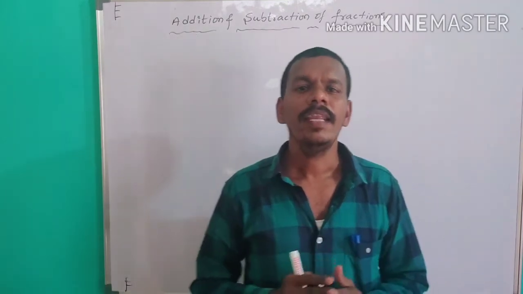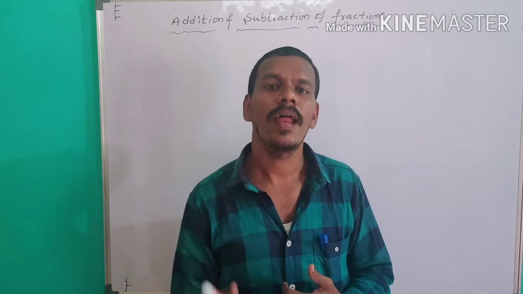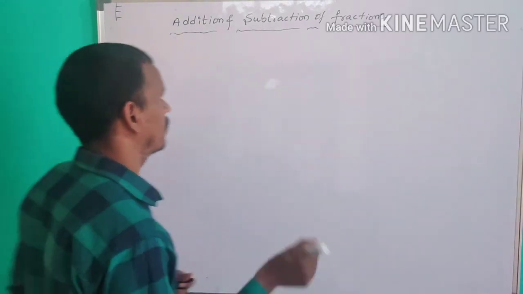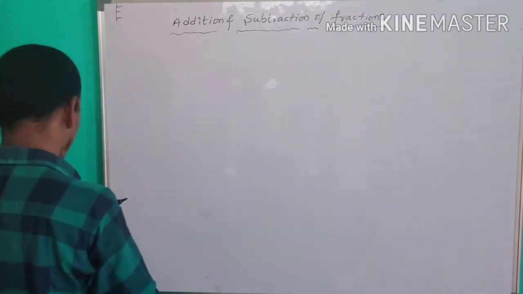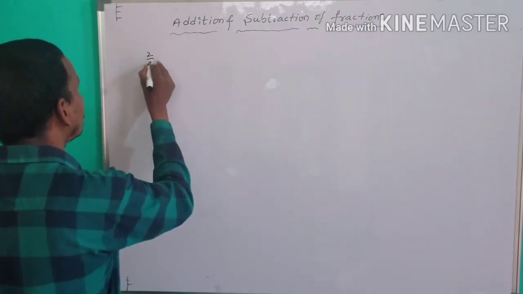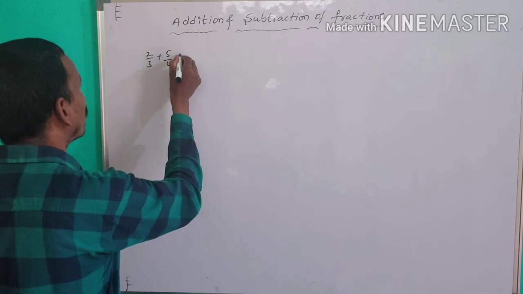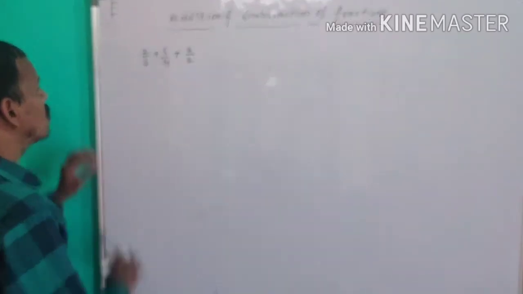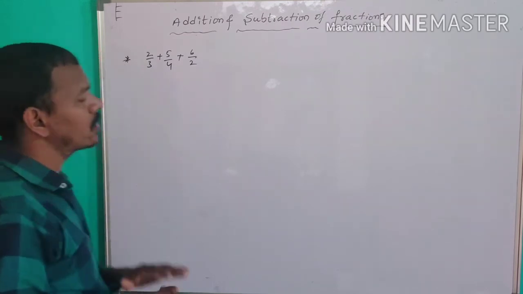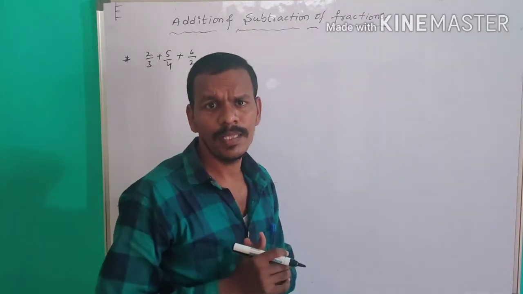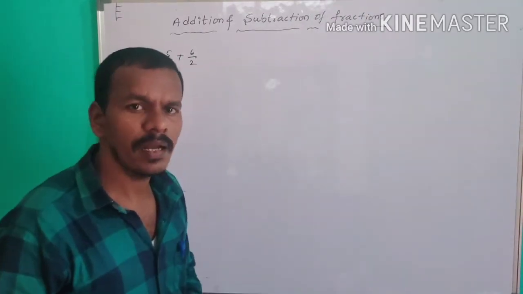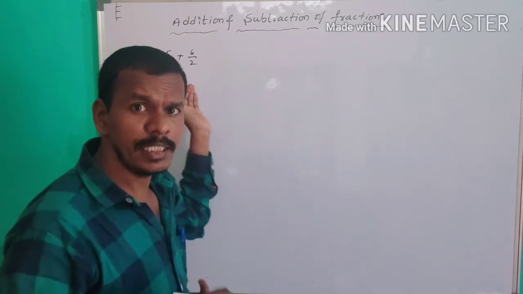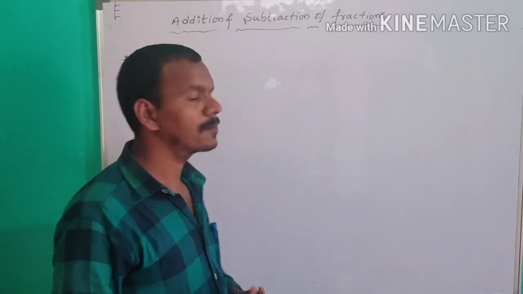If given any three fractions, how can we add and subtract them? Now learn that. 2 by 3 plus 5 by 4 plus 6 by 2. Given like that, we can follow two methods: one is the cross multiplication method, and one is the LCM method. If more than two fractions are given, it is better to choose the LCM method.